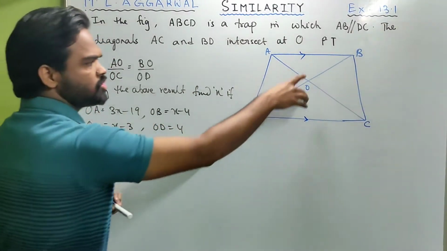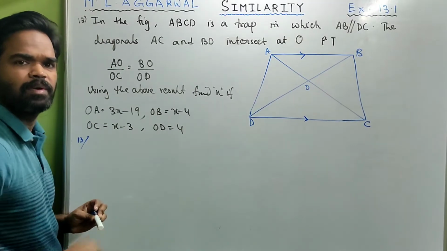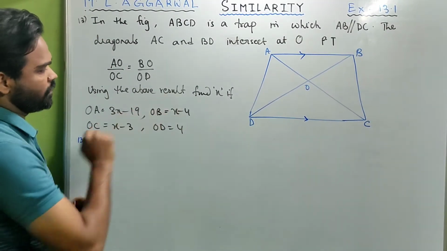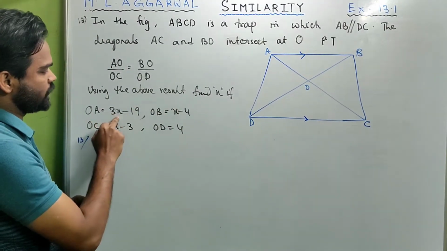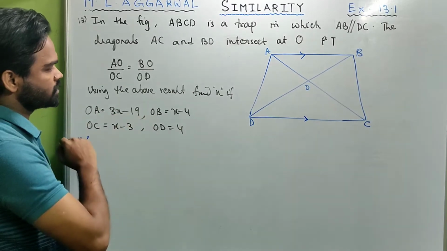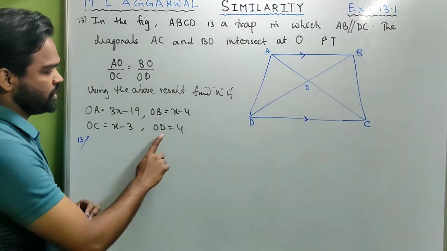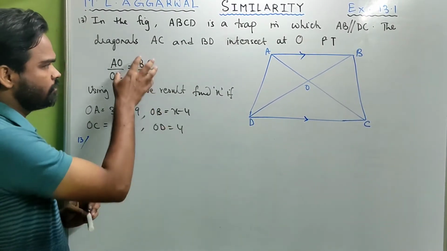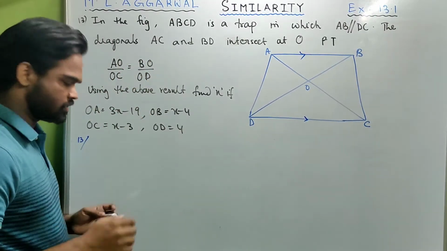Very simple. If you just prove that these two triangles are similar, our work will be done. And then find the value of x, if OA is 3x minus 19, OB is x minus 4, OC is x minus 3, and OD is equal to 4. You just substitute and try to get the value of x.